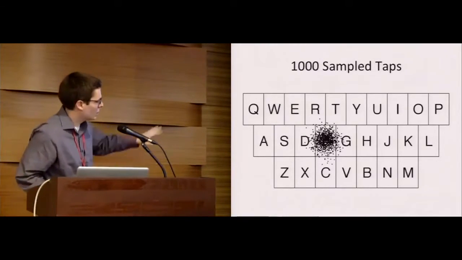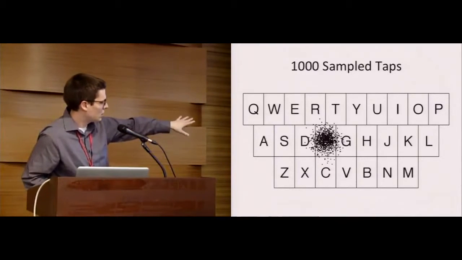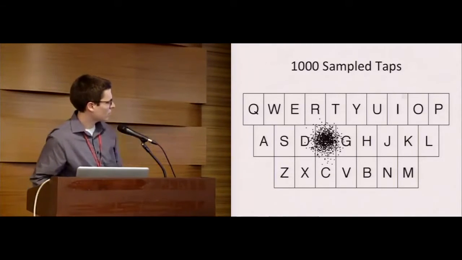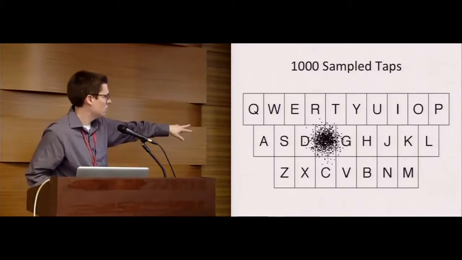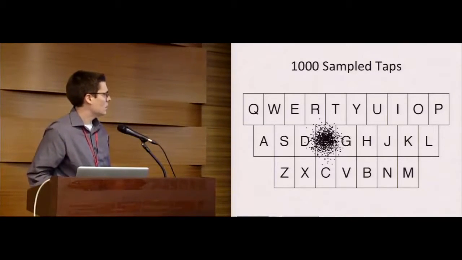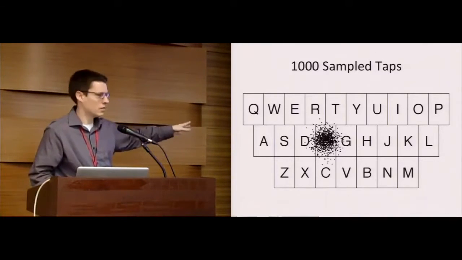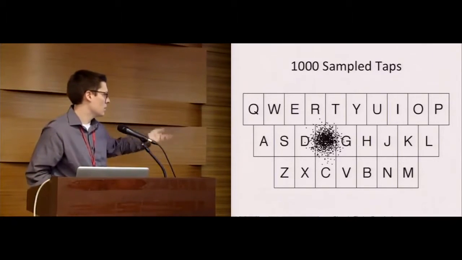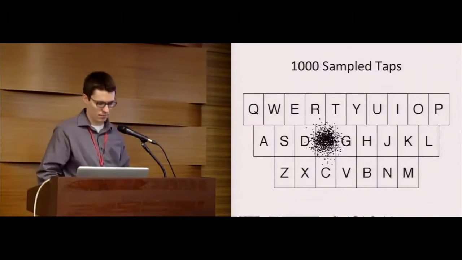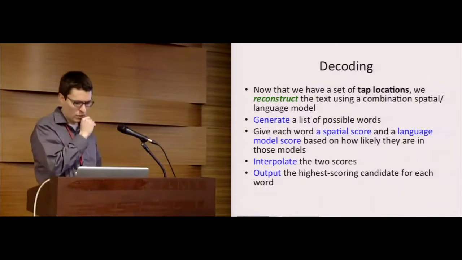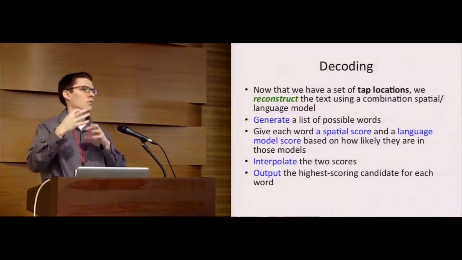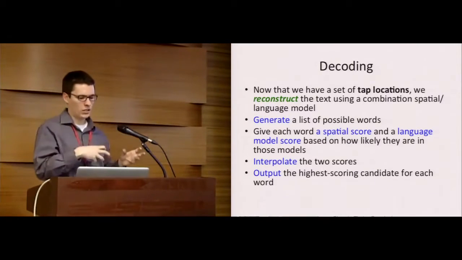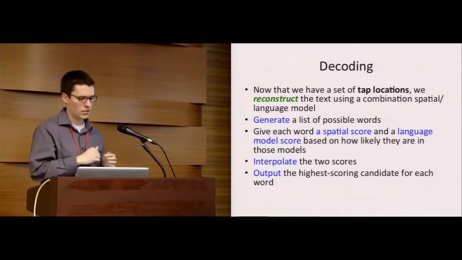So here's an example of 1,000 sampled taps centered on the F key. You can see some of them are on other keys. It's about 12–13%, and that's based on observations from other experiments. So now that we have all these locations, what we want to do is reconstruct what the text was based on that set of locations.